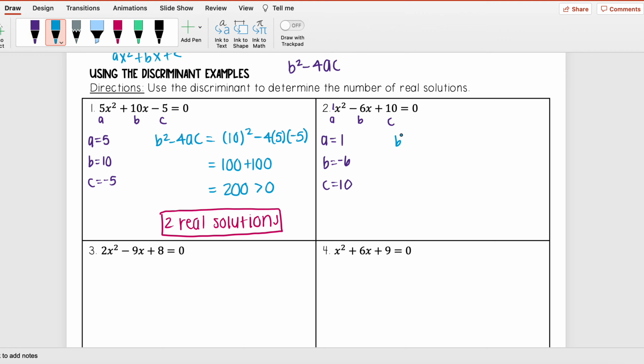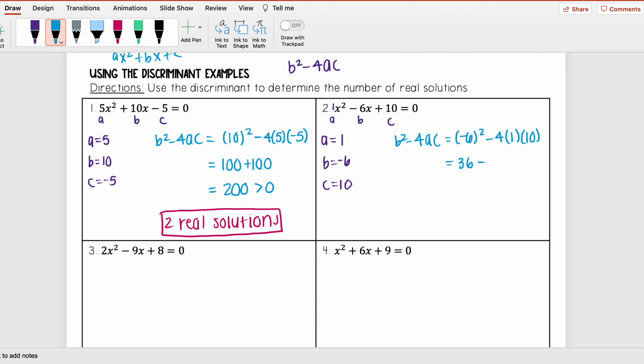So plugging that in, I have b squared minus 4ac is equal to b is negative 6, so I have negative 6 squared, minus 4 times a, which is 1, times c, which is 10. And here's why I put parentheses around it, because we want to remember that when we're squaring this, we're really doing negative 6 times negative 6. So if you're putting this into a calculator, you're going to have to put parentheses around it. And that's because when you put parentheses around it, you will get a positive 36. So this number should always end up being positive.